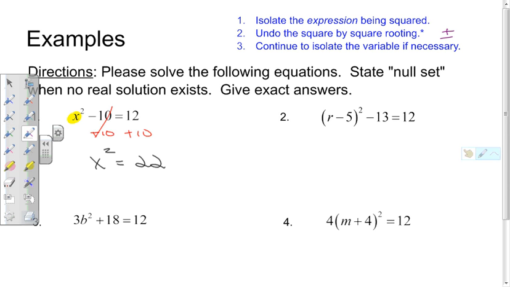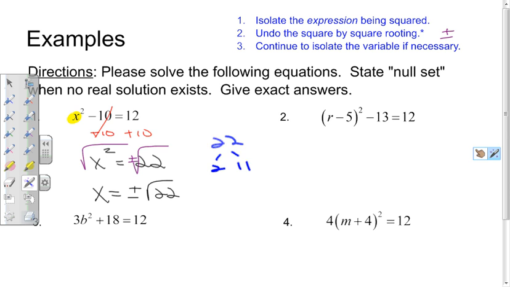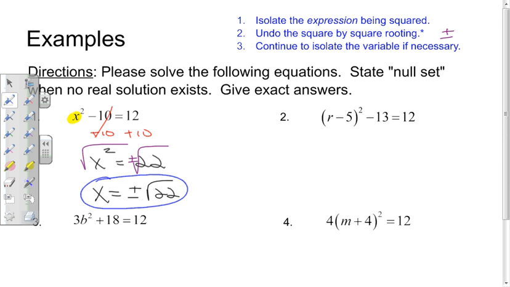Don't forget to do the plus minus. So I'll square root this side and that side and realize it's plus minus. So this becomes the square root of x squared, which is just x because they're inverse operations, plus or minus the square root of 22. Because 22's factors are just 2 and 11, I can't actually simplify that any further. So I in fact get these two answers here for the solution: x equals plus or minus the square root of 22.